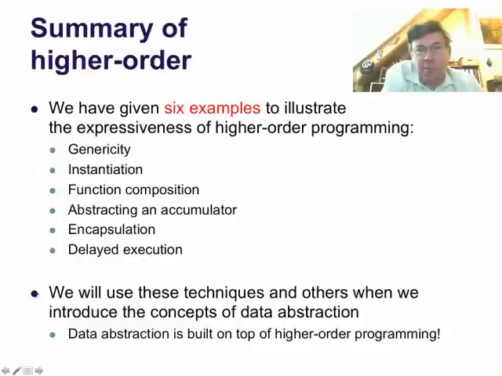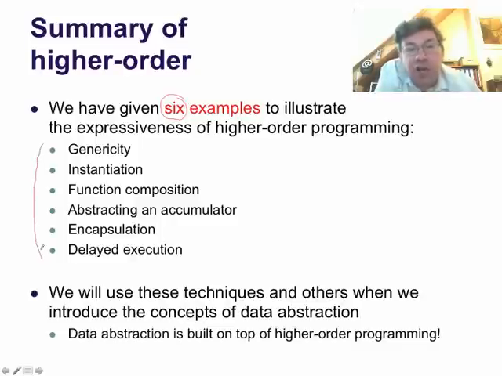Okay, well, let's stop giving examples for now. We will see more later. So we have given 6 examples to illustrate the expressiveness of higher order programming: genericity, instantiation, function composition, abstracting an accumulator, hiding it, encapsulation, and delayed execution. When we start talking about data abstraction in detail, we will use these techniques and others. Data abstraction is built on top of higher order programming.